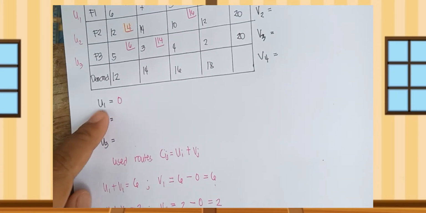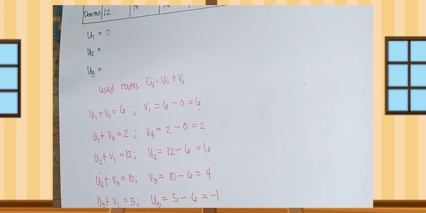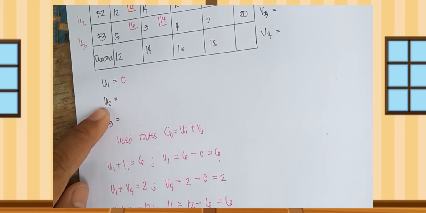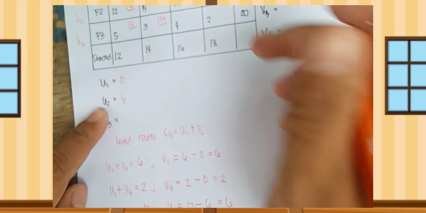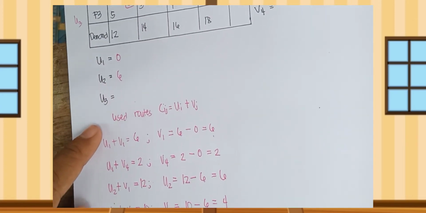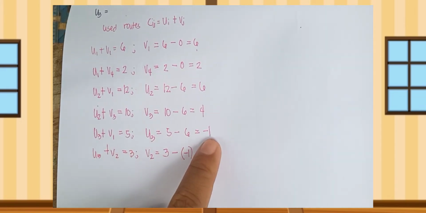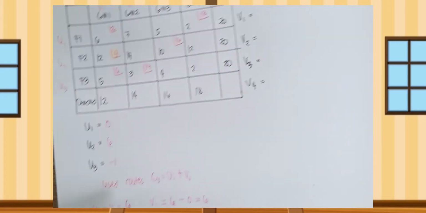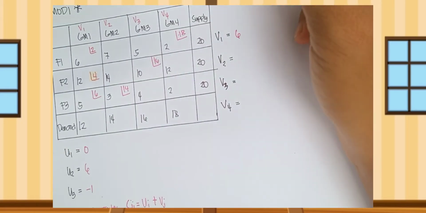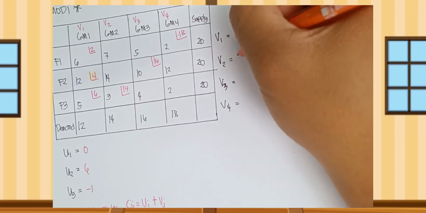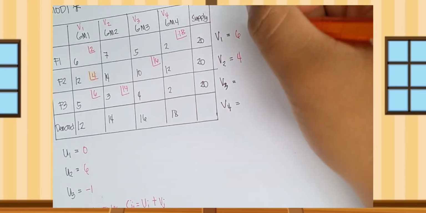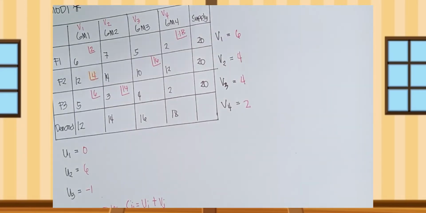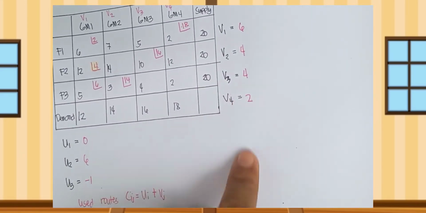So we will put the value of every row. So we have the U2, which is 6, then the U3, which is negative 1, then for V1 we have 6, V2 we have 4, V3 we have 4, then V4 we have 2. So these are the values.